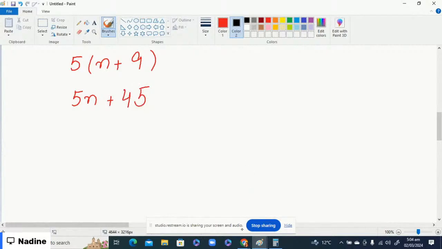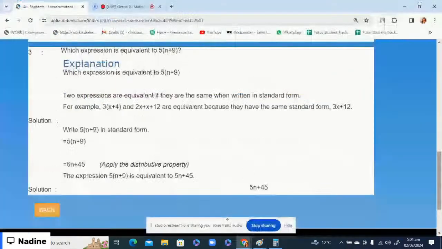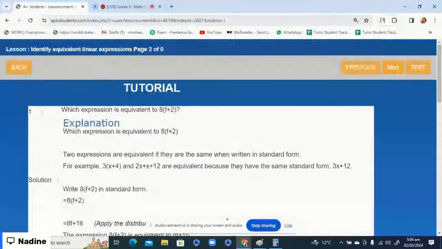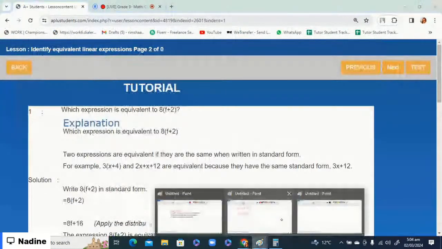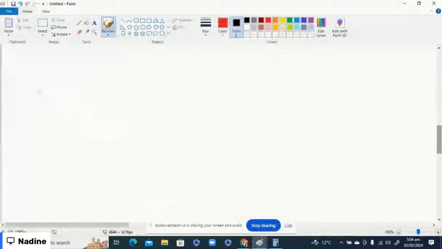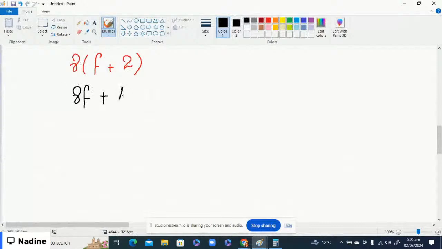Okay, let's do some more questions for that. Just going to check some related questions. Okay, 8 into f plus 2. It's all about multiplication now. So now what's the answer? That is 8f plus 8 times 2 is 16. Just simply multiplication. Sorry, 8 times 2 is 16.